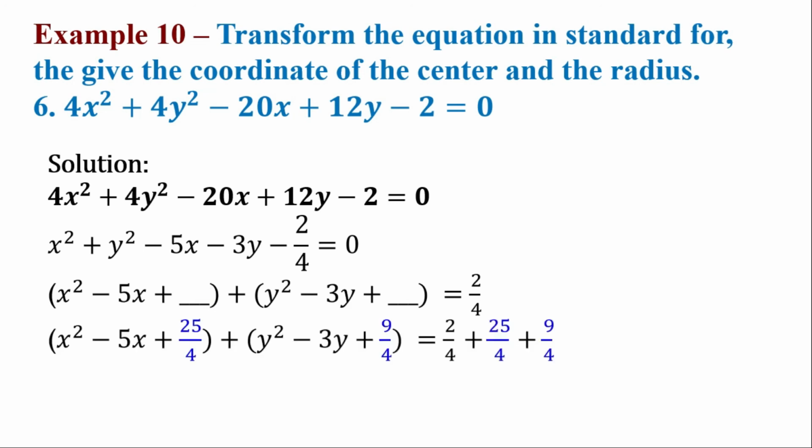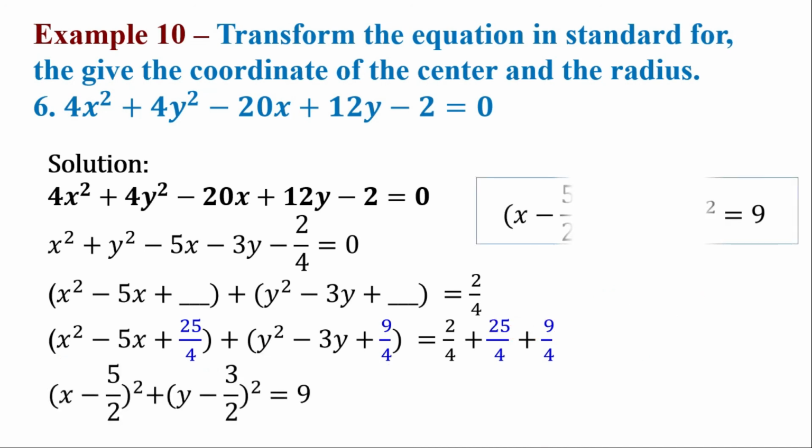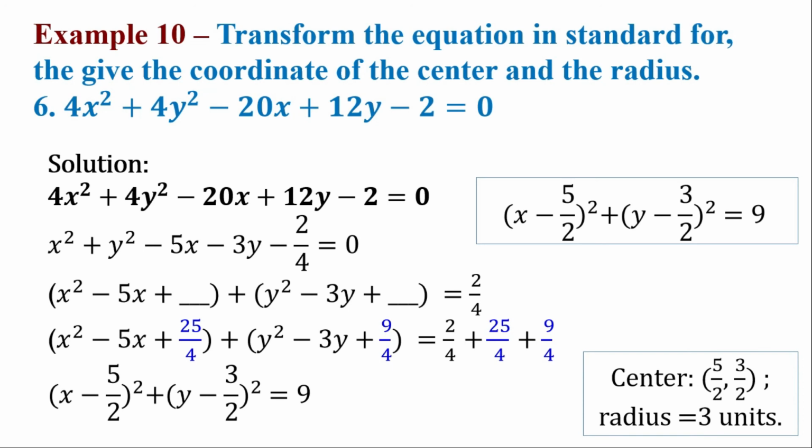So let's transform this into a squared binomial. Get the square root of this, get the square root of this, that is 5 over 2, and get the sign of this. Get the square root of this, get the square root of this, that is 3 over 2, and get the sign of this. Then add this, 25 plus 9, that is 34, plus 2 is 36. 36 divided by 4 is equal to 9. So this will be our equation of our circle. Now we can say that our center is 5 over 2 comma 3 over 2, and the radius is 3 units.